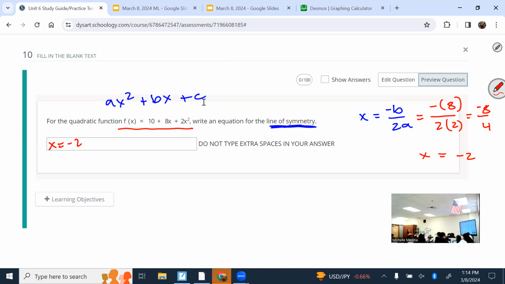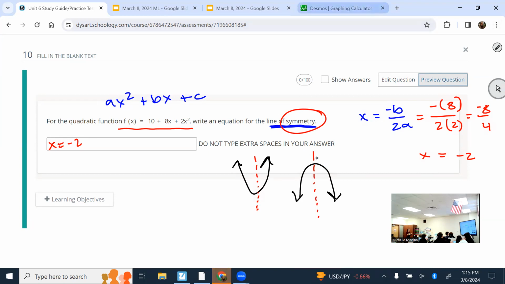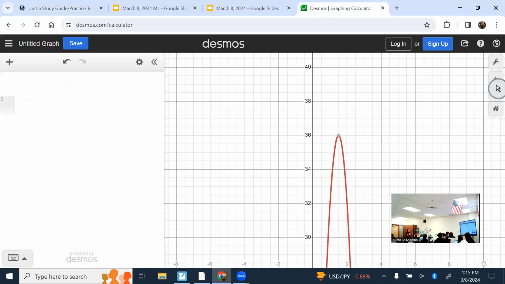And what does it mean for something to be symmetric? It has to be the same on both sides. It has to be a mirror image on both sides of this line of symmetry. And since we know our quadratics look like either this or like this, we know the line of symmetry should go right down the middle. So you can check your answer by graphing your equation, 10 plus 8x plus 2x squared.